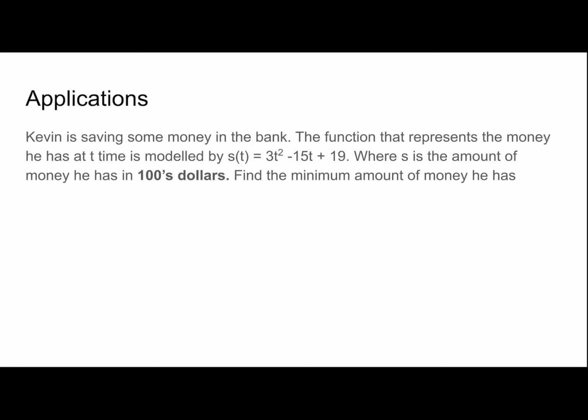As soon as you see the words turning point, minimum, or maximum, the first thing that should come to your mind is gradient equals 0. Once again, we follow through with our steps. We differentiate, and we should get s dash of t equals 6t minus 15, and once again, minimum, so therefore gradient equals 0. We can find our turning point, or in this case just one turning point, which is t equals 2.5.